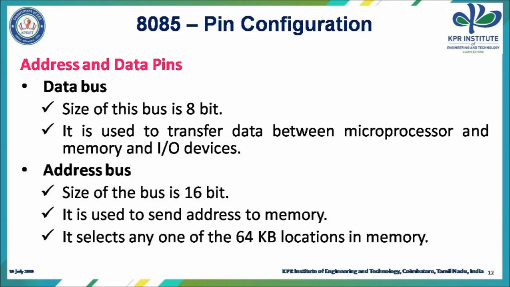As we have seen already, the size of the data bus is 8-bit and the size of the address bus is 16-bit. So the data pins are named as D0 to D7 and the address bus is named as A0 to A15. The data bus is used to transfer the data between microprocessor and memory and also between microprocessor and IO devices. This address bus is used to carry the address signals and it selects any one of the memory locations from the 64 kilobyte locations.